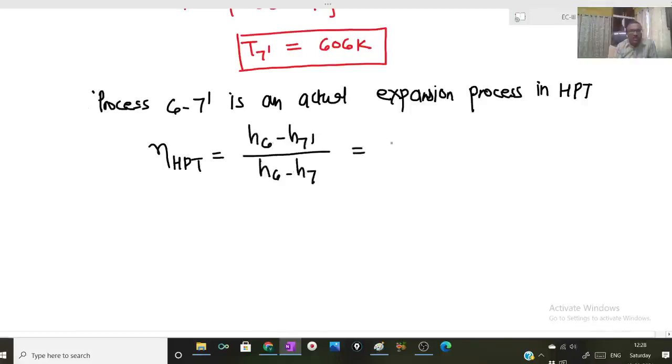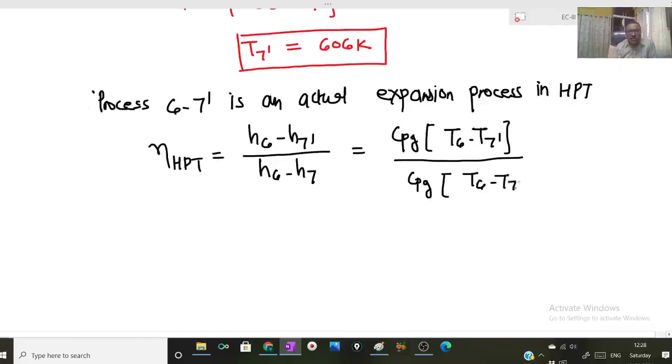This will be equal to CPG T6 minus T7 dash over CPG T6 minus T7. Isentropic efficiency of HPT is given as 0.85. Both these will get cancelled. T6 is 898. T7 dash is 650. Oh, sorry, this temperature is 650 Kelvin.